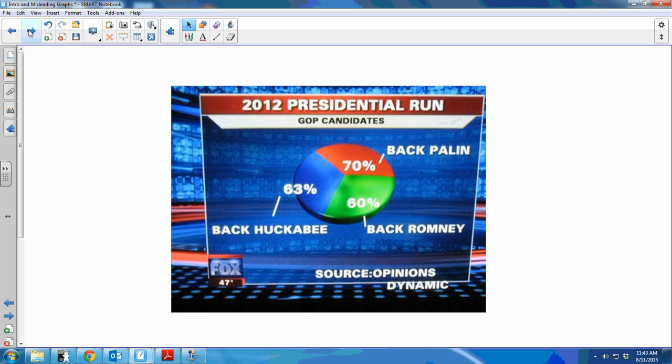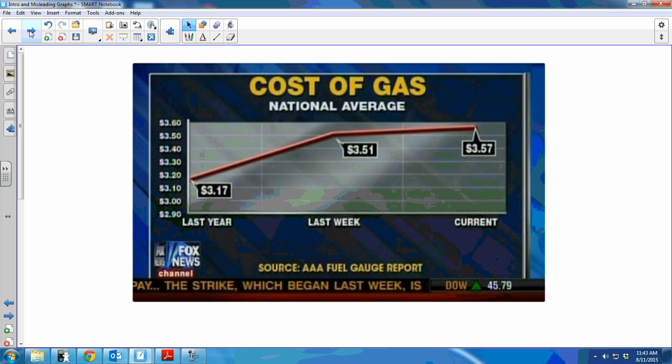All right, the next one is also from Fox News. I'm not trying to pick on Fox News, okay? I really am not. Here's one about the cost of gas.